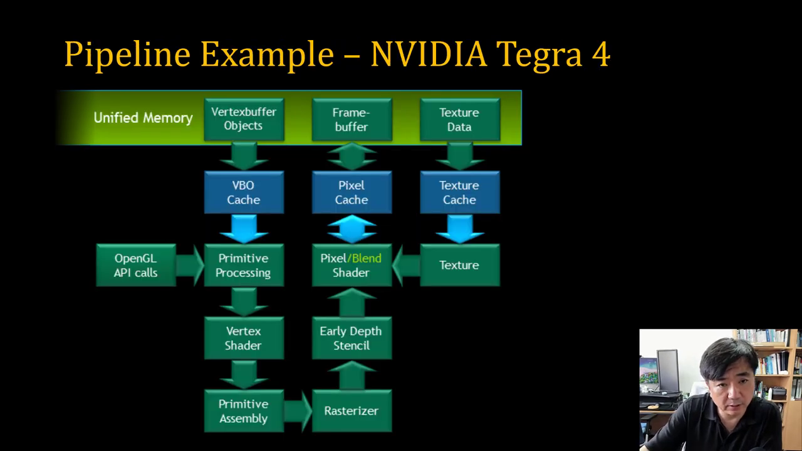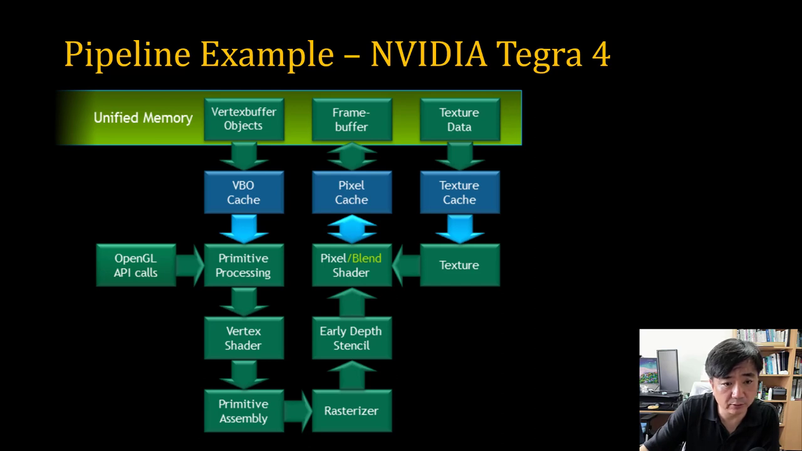This diagram is about the NVIDIA Tegra 4 graphics pipeline. It's a logical diagram of the graphics pipeline. It is very similar to the previous pipeline diagram we already learned, but slightly different. First is the vertex buffer object. There is some kind of cache, and then it is sent to primitive processing, and then to the vertex shader, and then primitive assembly, rasterizer, and then depth stencil. I think it is very similar to per fragment operation in our previous diagram.